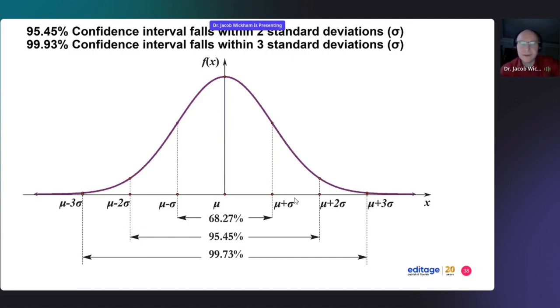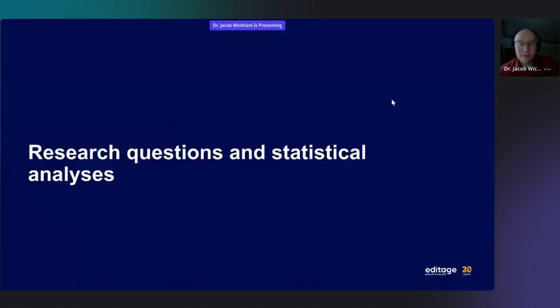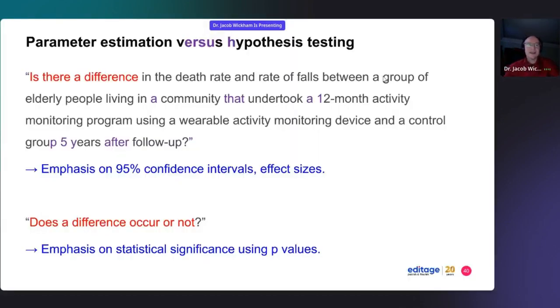And this is your 95% confidence interval. So if you go slightly below 2 standard deviations, you get that 95%. So it's 1.96 standard deviations. And this helps to detect the differences that you have between 2 populations. So getting into research questions and statistical analyses, I wanted to differentiate between parameter estimation and hypothesis testing.